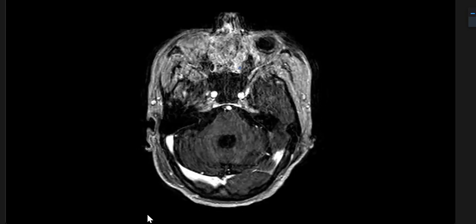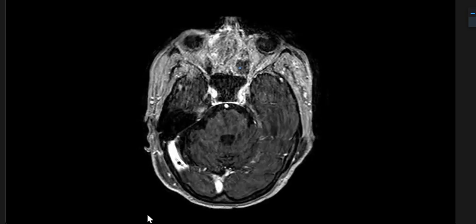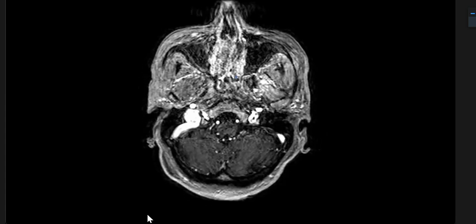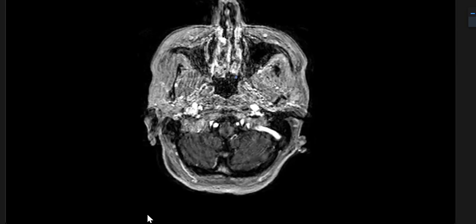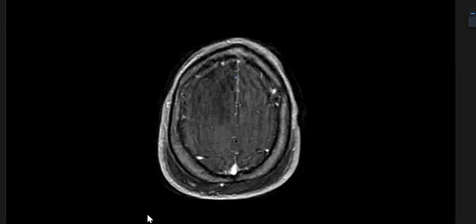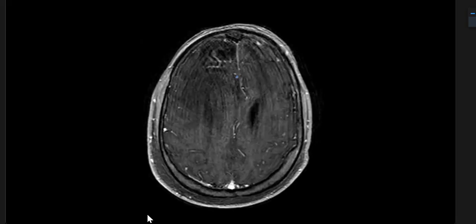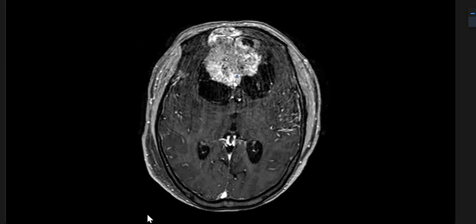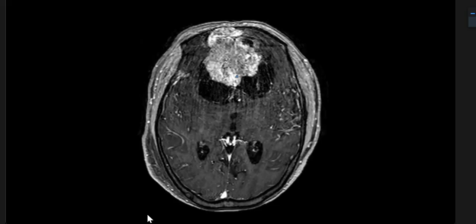I'm not really sure, doctor. And there is also enhancement here in the nasal cavity, there's rapid enhancement in the nasal cavity. Okay. Is the lesion taking diffusion or is there no diffusion? I would like to check the diffusion restriction as well.